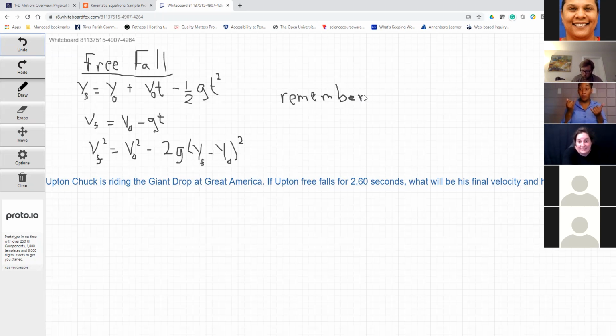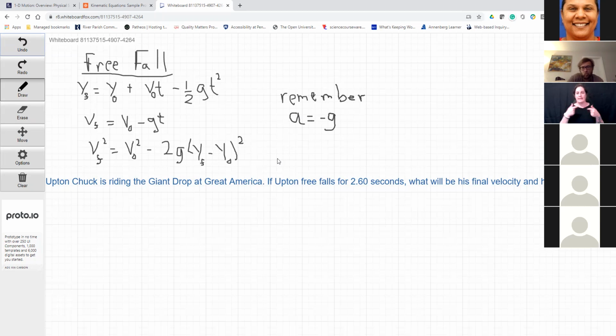While we were waiting there, I went ahead and put on the screen the equations of motion rewritten to accommodate free fall. Remember, in this case, the acceleration of free fall is minus g. Everywhere I had x, I put a y, and everywhere I had an a, I put minus g. So these are free fall equations when we take into account the acceleration being produced by gravity.